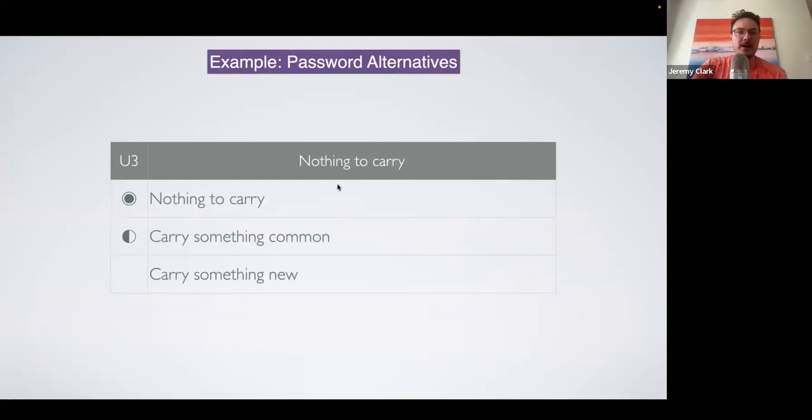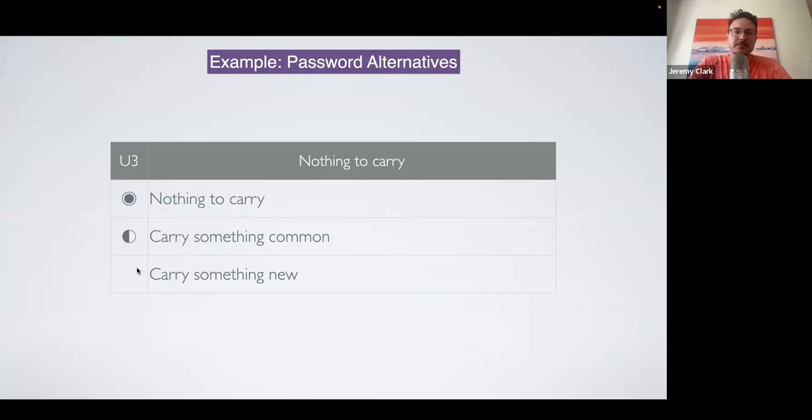Nothing to carry. If I don't have to carry anything around in order to use the authentication scheme, which is most of them, right? Then it's a full dot. If I have to carry something, but it's something I'm probably already carrying around, a good example would be two-factor authentication. I'm already carrying my phone probably, so it's making me use my phone in order to authenticate. It's not strictly nothing to carry, but it's close to it. So that's sort of a half dot in my mind.